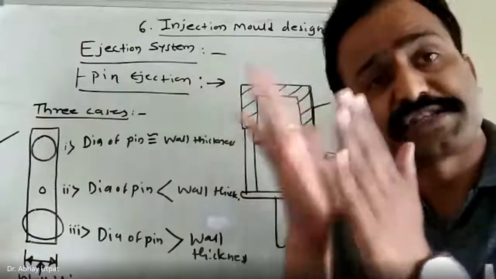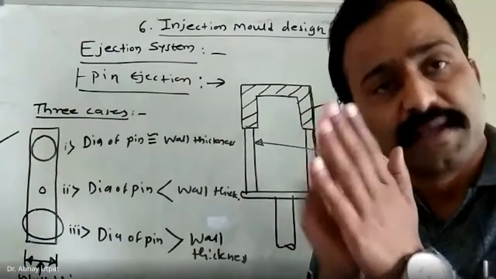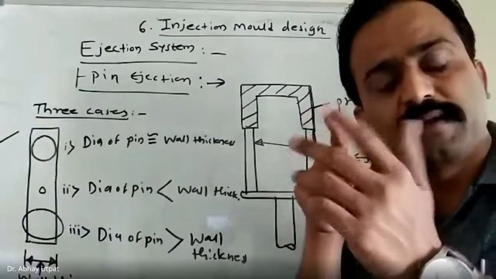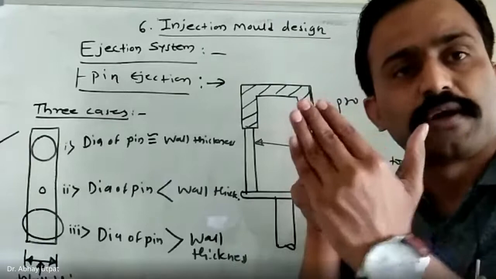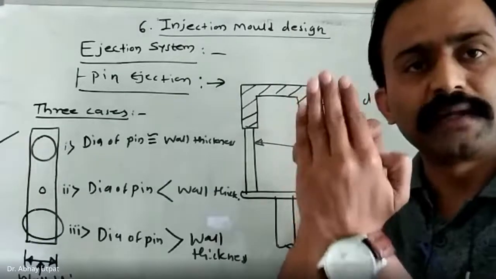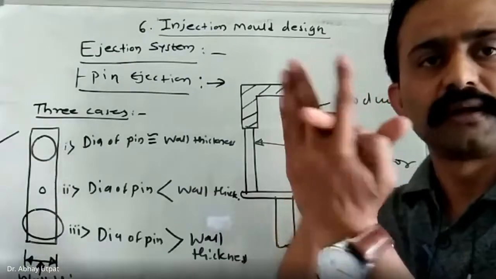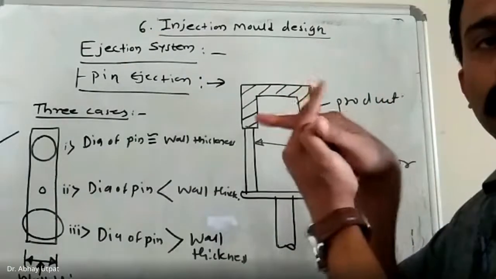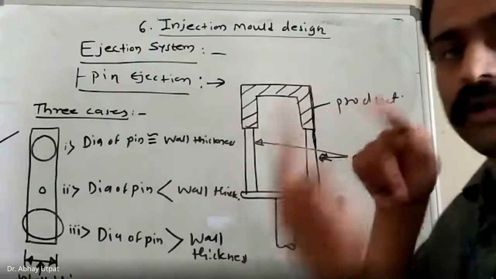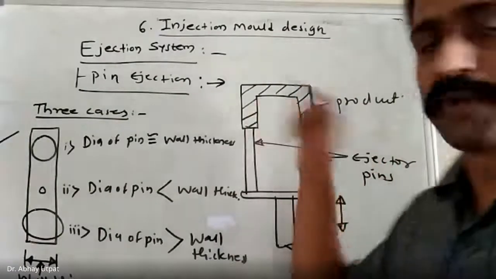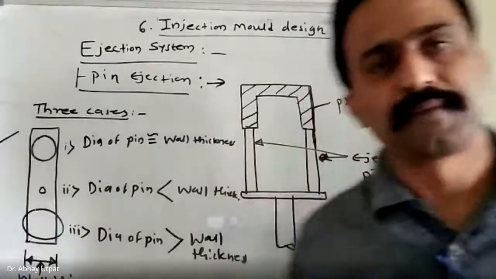It gets stuck to the wall of the mold, and if it sticks more and there is more pressure on the pin, you may find that the pin, which is at the back side, may come out in this way, or it may penetrate inside the product, which will not be accepted.